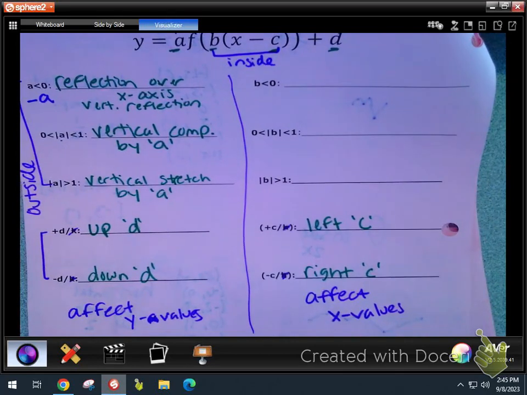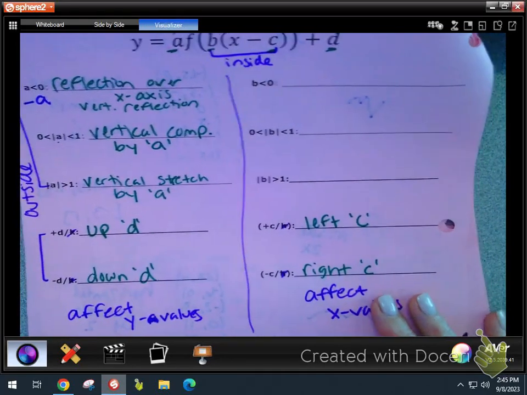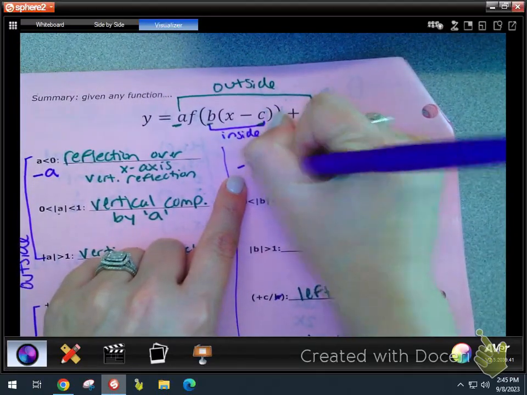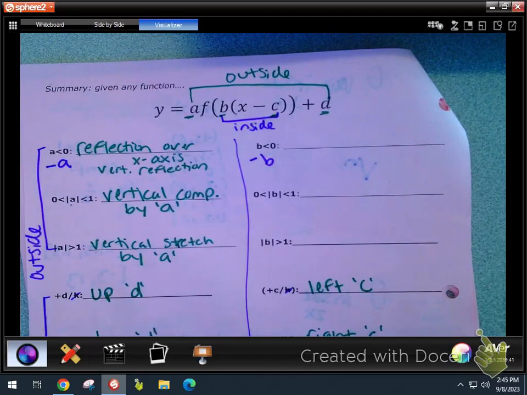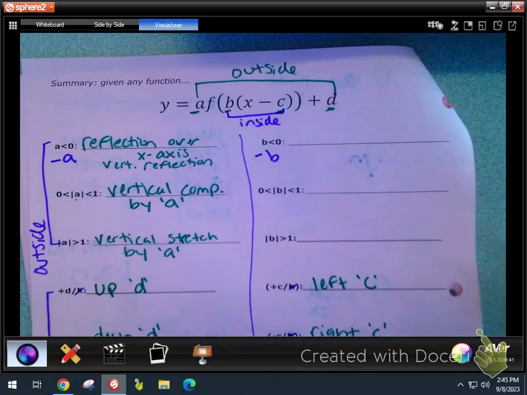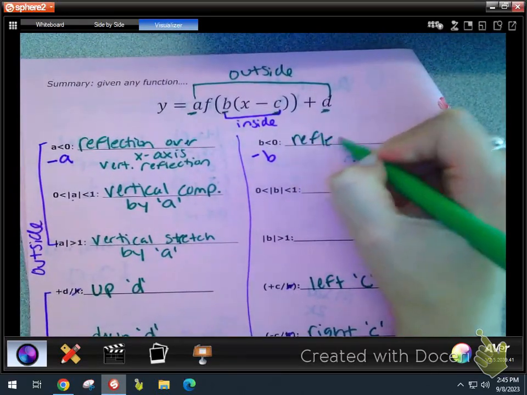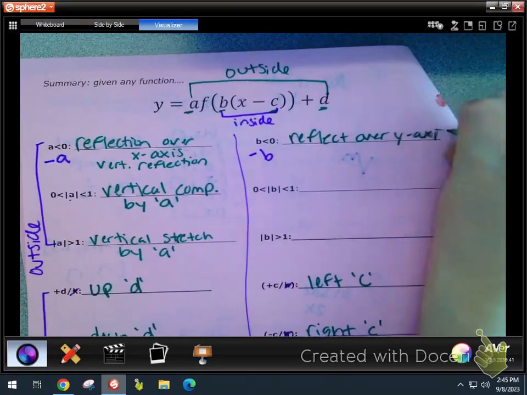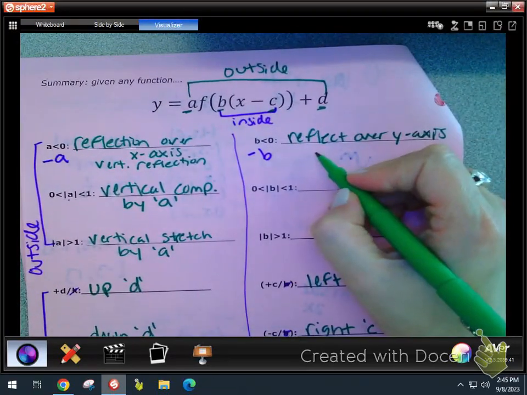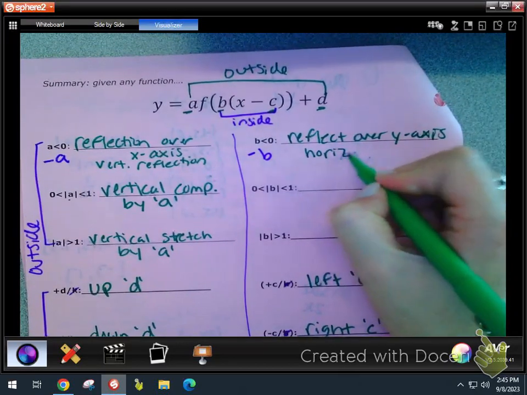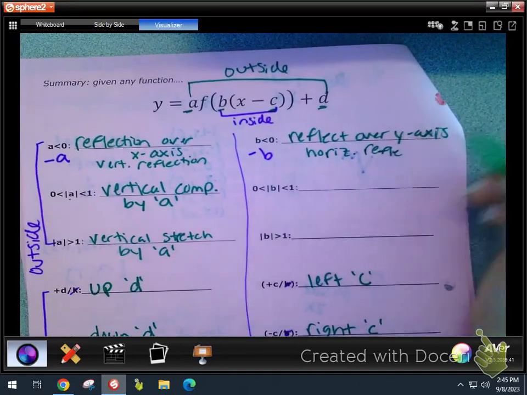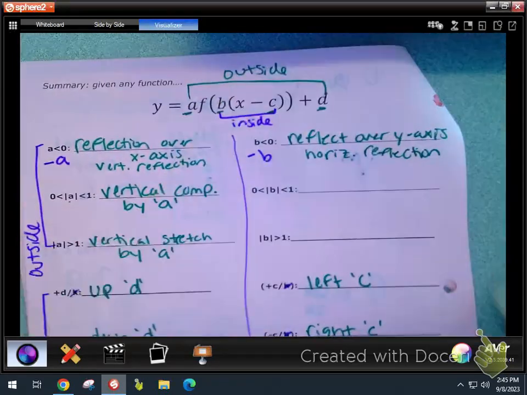I want you to write it down. I've got a way to help you remember. We'll start with B being less than 0. That means your B value is negative, correct? Okay. That's going to be the opposite reflection. How's that going to reflect? Reflect over the Y axis, aka horizontal. We're just going to finish writing this. And then you're not going to be able to finish your homework, but that's okay. You should be able to do half of it.